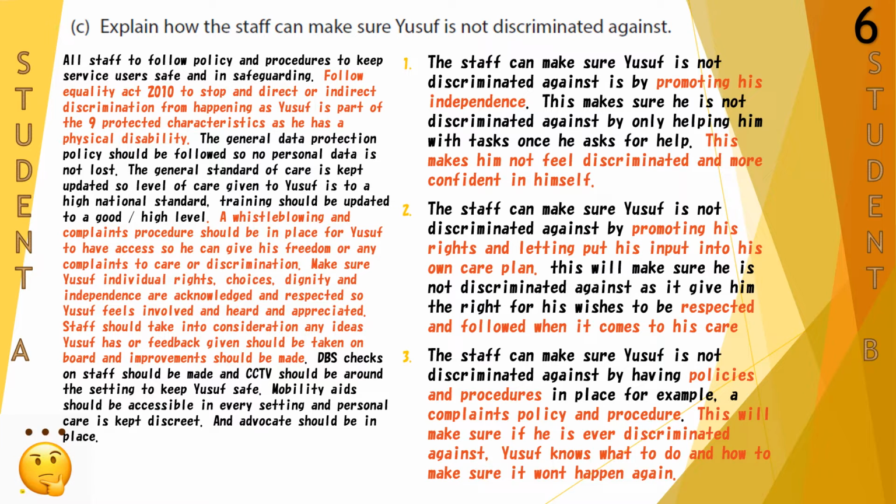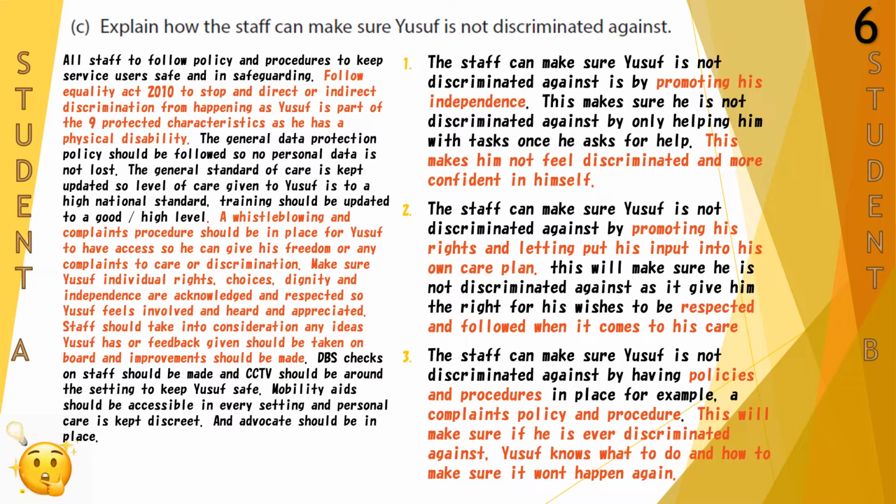1, 2, 3. And the template is using, they've reworded the question. So staff can make sure Yusuf is not discriminated by promoting independence. And then they say this makes sure he's not discriminated against because it means that they make him feel confident. So they kind of talk about how they've prevented discrimination. Staff can make sure Yusuf is not discriminated against by promoting his rights and letting him have an input in his own care. And then how that stops discrimination, so he's respected.